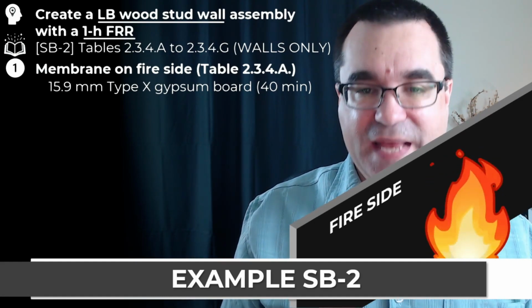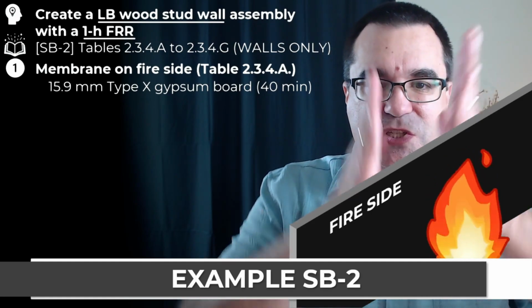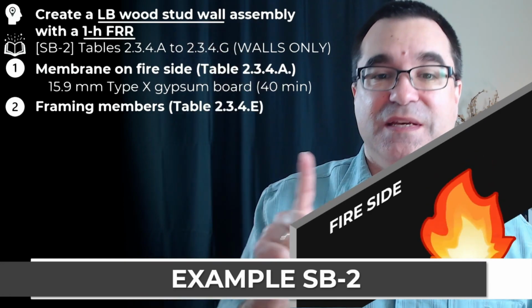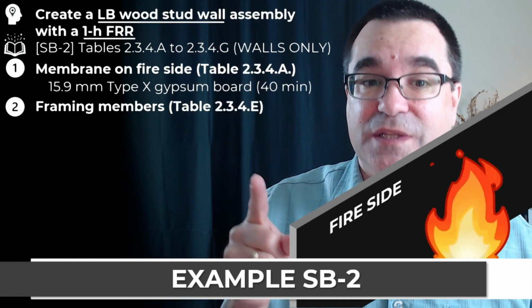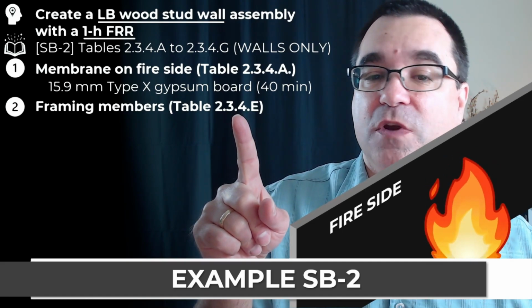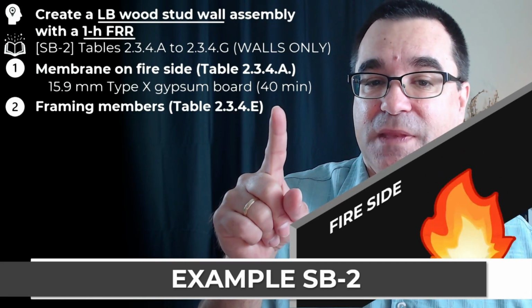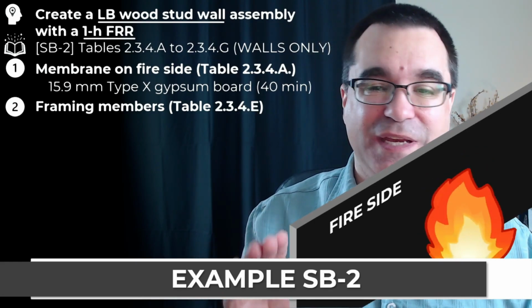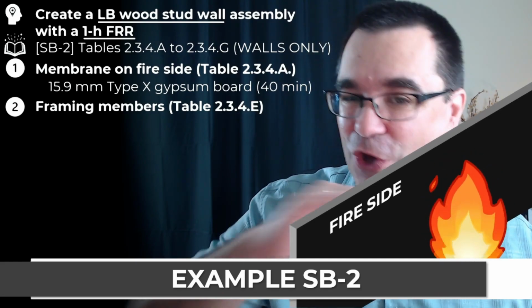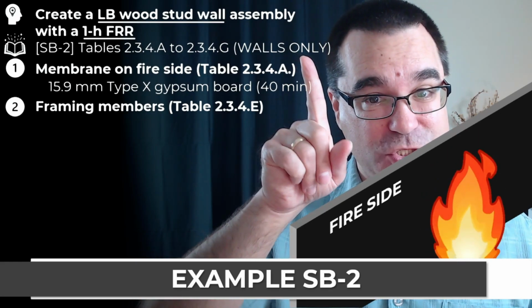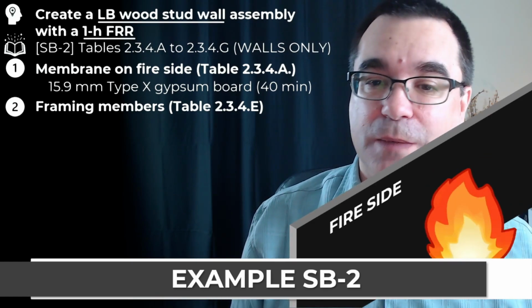The next thing we're going to do is figure out the structure of the wall, literally these wood studs. And when you go through it, you find that the next table that has this information is 2.3.4e. Notice the jump from A to E? That's because the other tables were likely not for walls. Make sense? So that's why you want to make sure you identify the wall tables first.